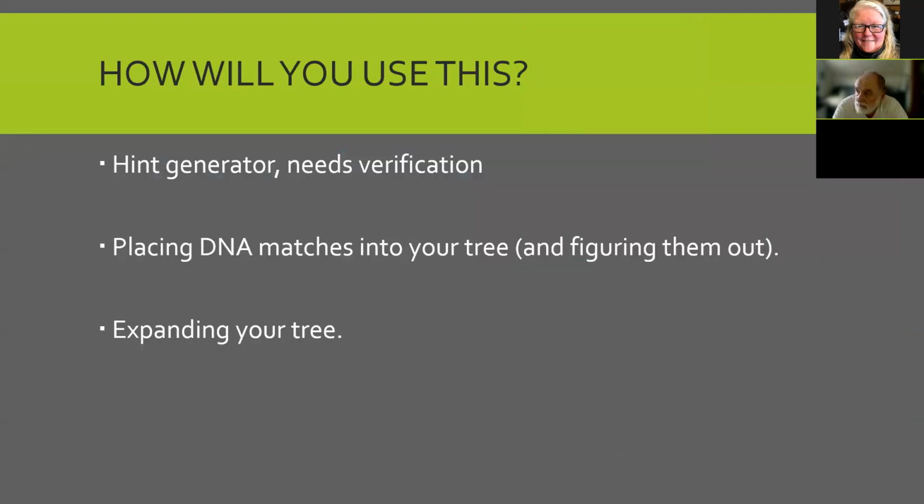So how will you use ThruLines? It's a hint generator. Every single piece needs verification. Birth and death and marriage records, census, if you can find it. You know, any kind of documentary evidence, land records, particularly in the South, the southern part of Ohio, sometimes land records are the only key to it, or wills and probate. Place DNA matches in your tree, and figuring them out is going to give you more information and lend more credence to your conclusions. And you definitely want to work on expanding your tree.